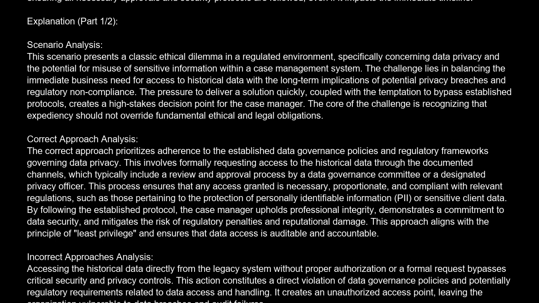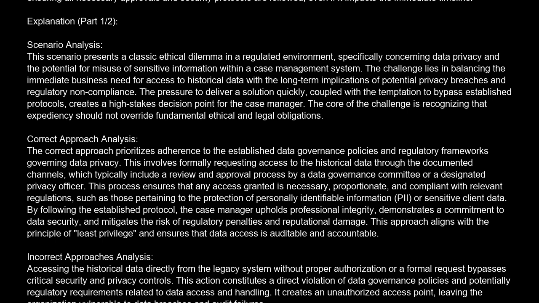By following the established protocol, the case manager upholds professional integrity, demonstrates a commitment to data security, and mitigates the risk of regulatory penalties and reputational damage. This approach aligns with the principle of least privilege and ensures that data access is auditable and accountable.